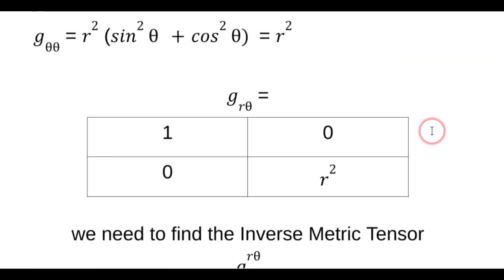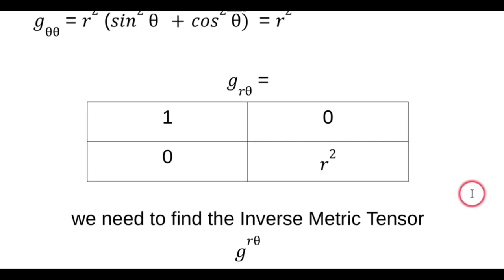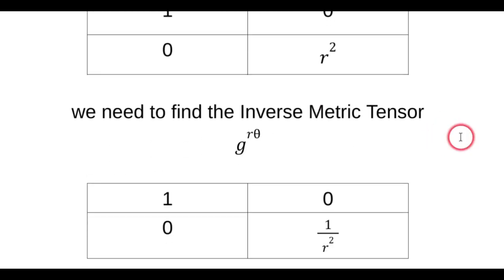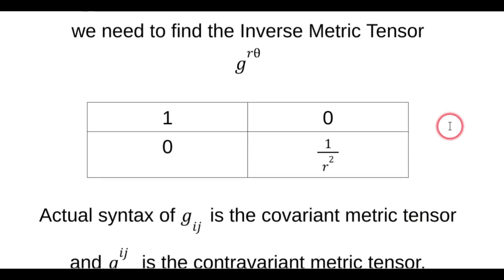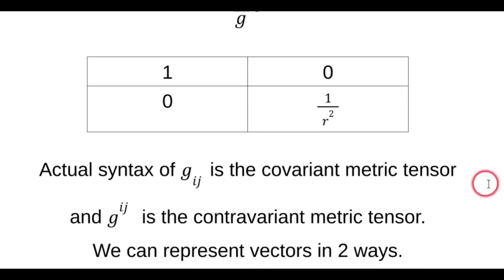Now we need to find the inverse metric tensor, which is actually the contravariant metric tensor because both indices are in the upper position. Since this matrix is diagonal, and the off-diagonals are 0, finding its inverse is as easy as putting 1 over this and 1 over that. It's that easy. You don't have to do anything sexy. So we have the contravariant metric tensor and the covariant metric tensor.